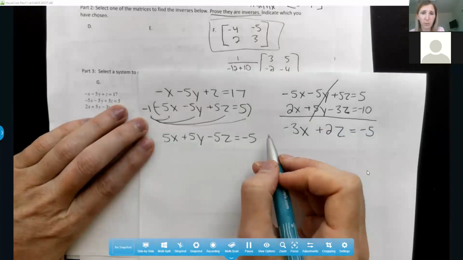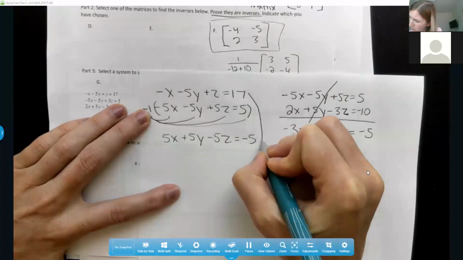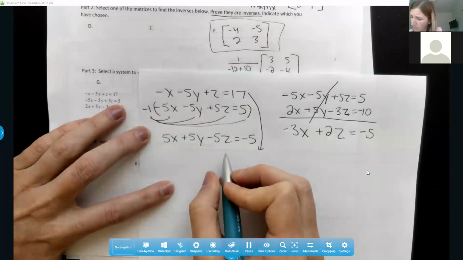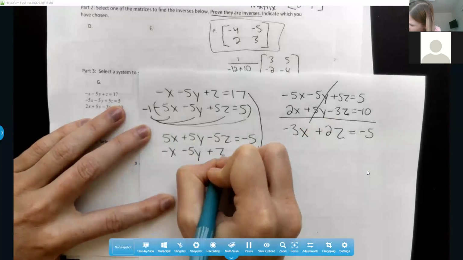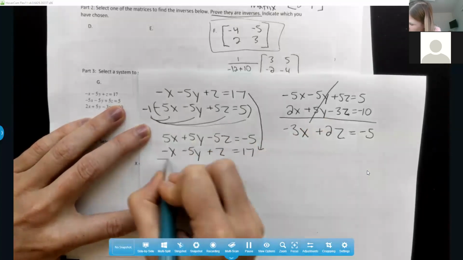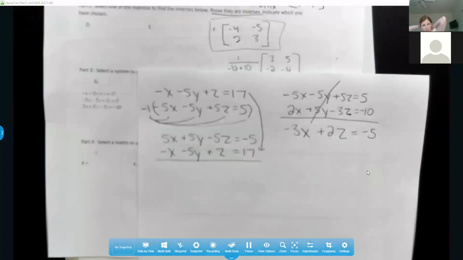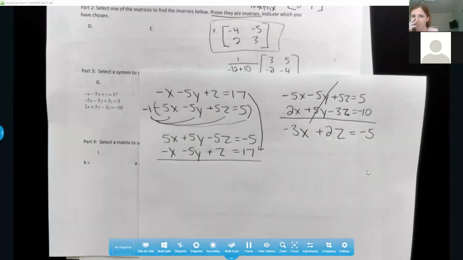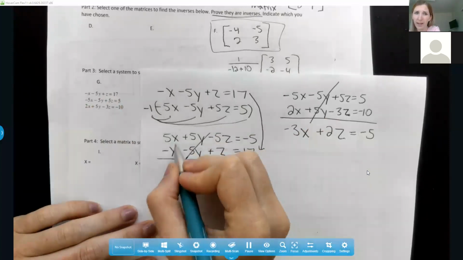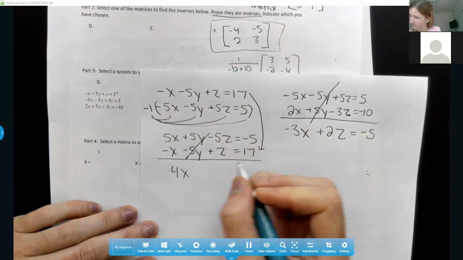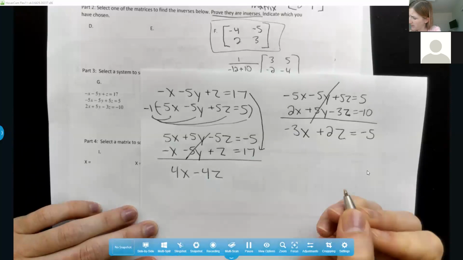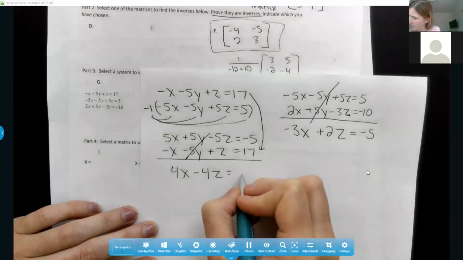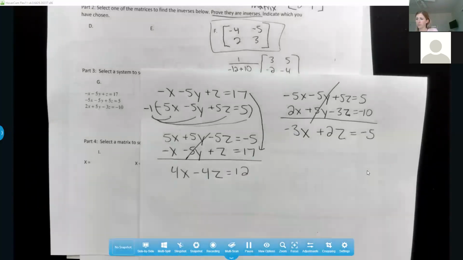Okay. All right, so once we did all that, I'm just going to move the original equation below it, and then we'll combine them. Now you can see that the y's eliminate out because they're opposite signs. Mm-hmm. When we add these two together, we'll get 4x. When we add these two together, we get a -4z. And then these two will give me 12.